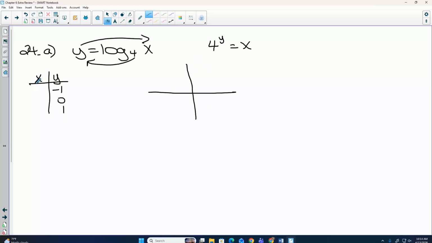What is 4 to the -1 power? 0.25 or 1/4. 4 to the 0 power. Anything to the 0 power is 1. 4 to the first. 1/4, -1, 1, 0, 4, 1. Remember, all of these have an asymptote. It's the y-axis here, because we know the argument is greater than 0. So your graph should look like that.